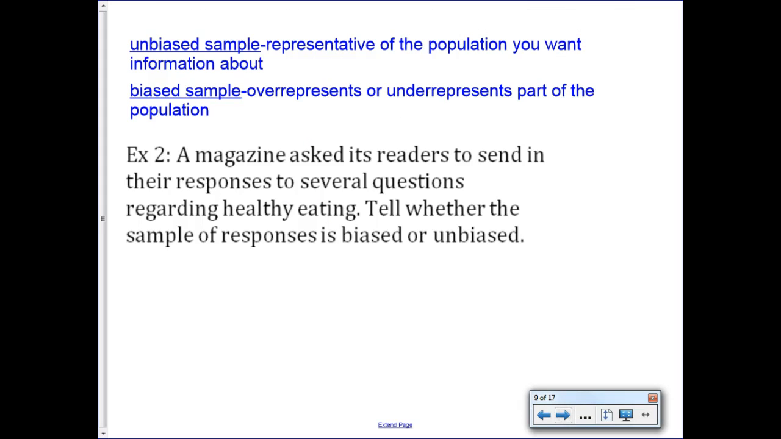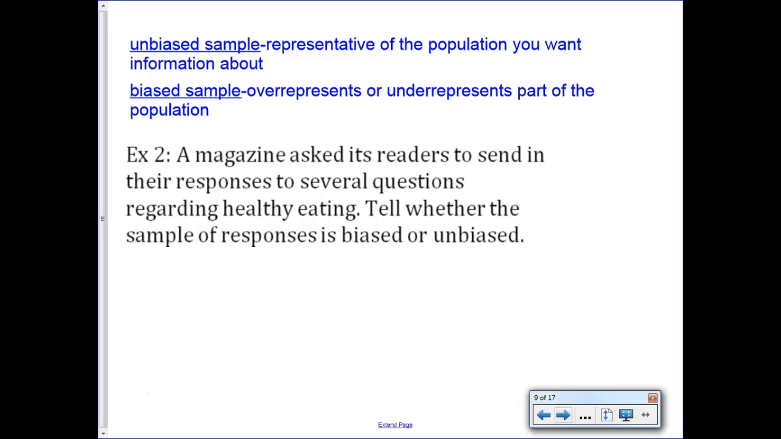All right, 2 types of samples. We can have a biased sample or an unbiased sample. We really would like to have an unbiased sample when we're collecting data. An unbiased sample is representative of the population you want information about. A biased sample overrepresents or underrepresents part of the population.